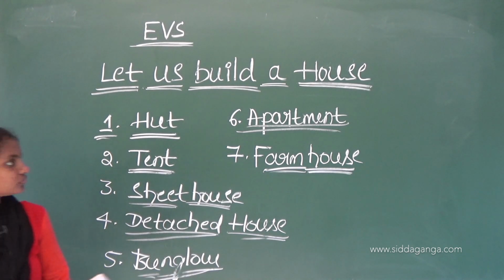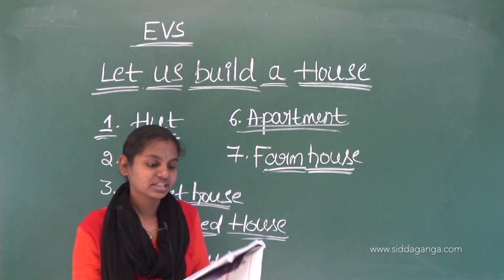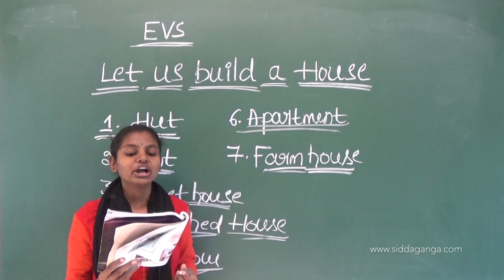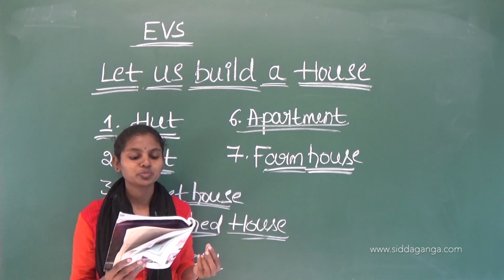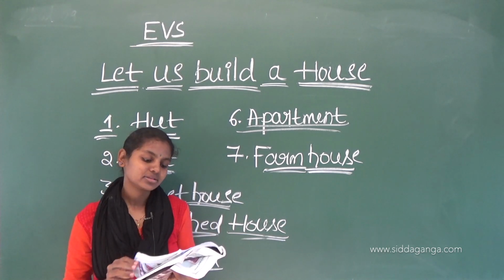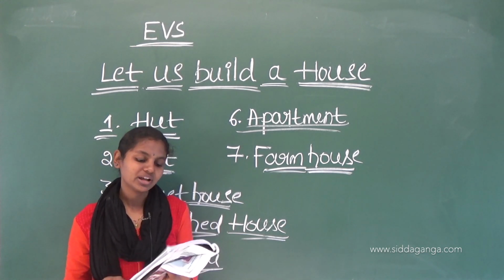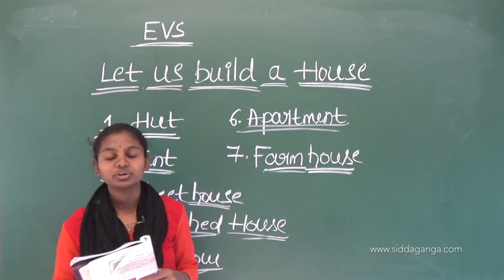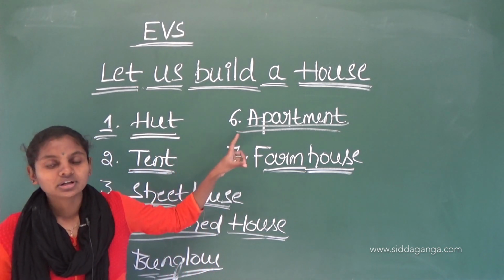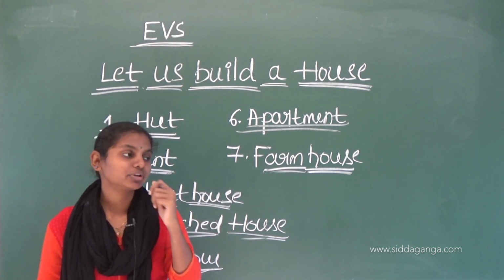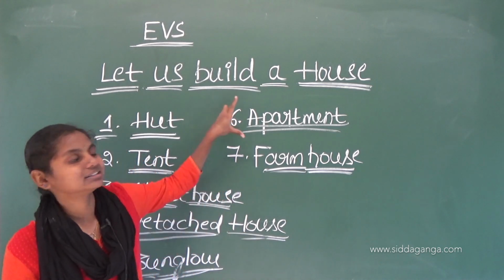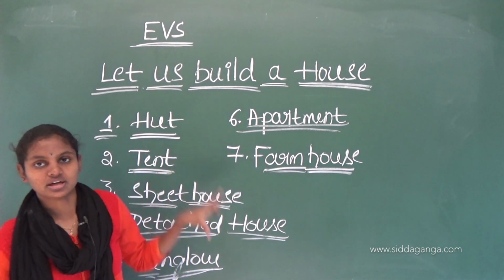So open page number 76. There is an activity. Which are the materials used to build the houses that are shown in the pictures? Make a list of them with the help of your friends. So what you have to do? You have to write the materials which are used to construct these houses.